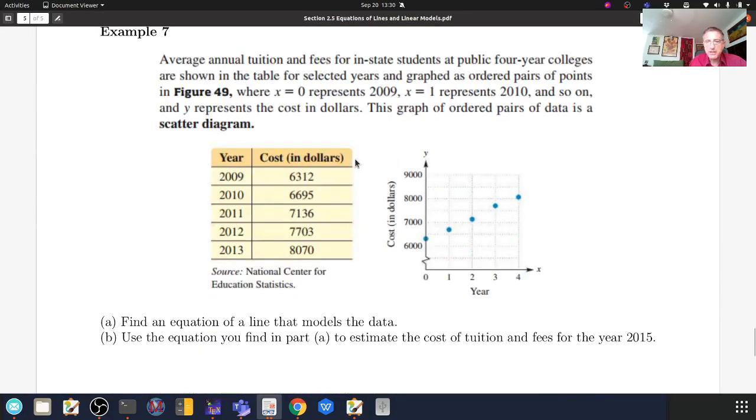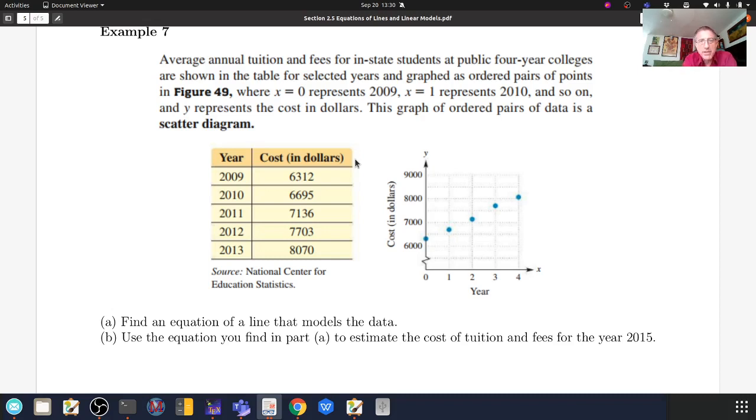So here's an interesting application, and I think this example 7 is the last example of this particular section. So here's a linear model again, a linear model that has to do with money. They're all over the place.